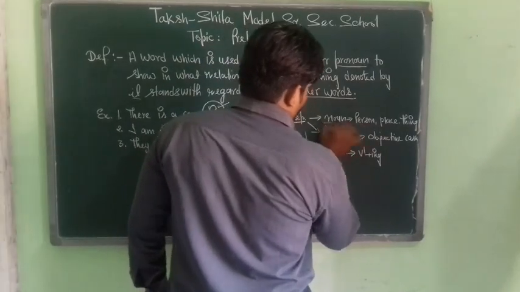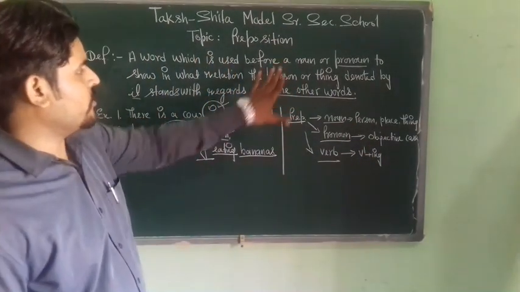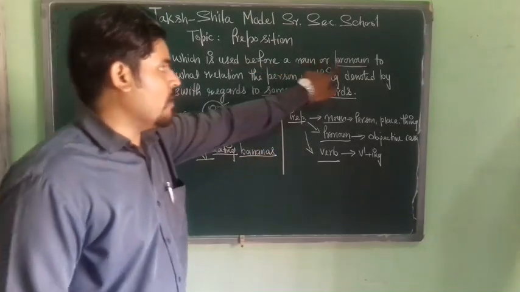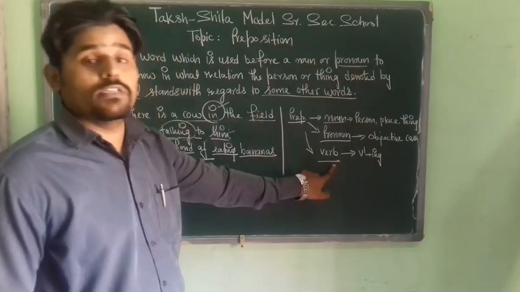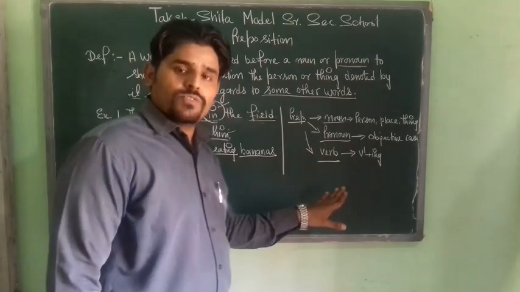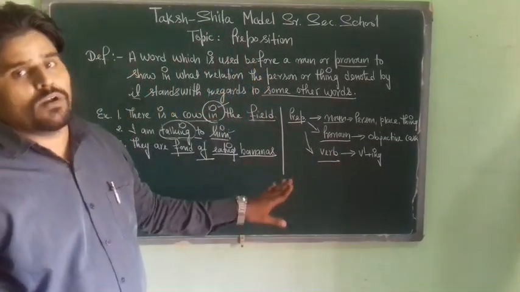A preposition always comes before a noun, pronoun or a verb, right? In the definition I have written that a preposition is a word which is used before a noun or pronoun only. I have not written that it is always used before a verb, right? But it can be used before a verb. And what happens when it is placed before a verb?